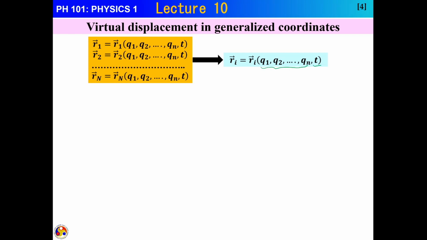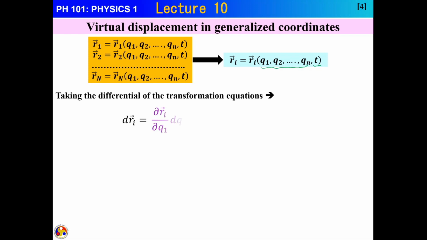Now, if you take a chain rule for this ri, then the differential functional form will turn out to be dri, which is nothing but the partial derivative of ri with respect to q1, and ri with respect to q2, and so on up to qn, and ri with respect to t.